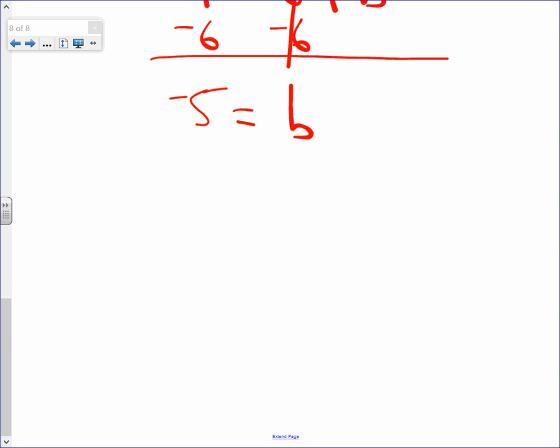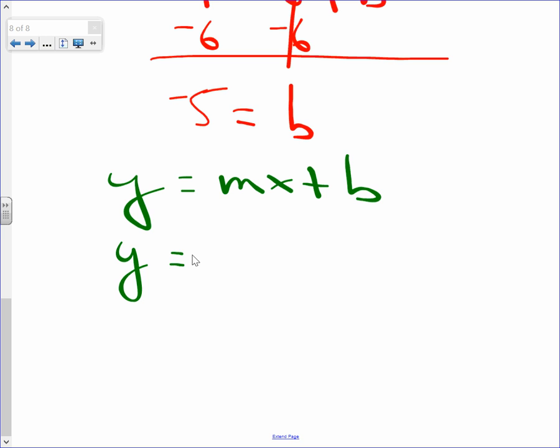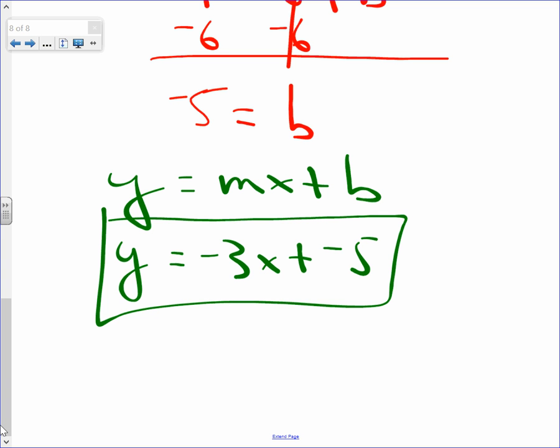Here we go. Y equals mx plus b. Here's our final equation now that describes the line. We are now in a position to write the equation, right? Y is negative 3x plus negative 5. We're done. Mission accomplished. You don't have to do the plus and negative, right? We could put minus, but plus negative means the same thing. Good question.